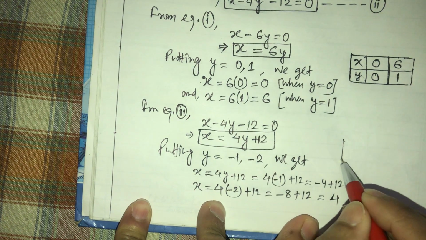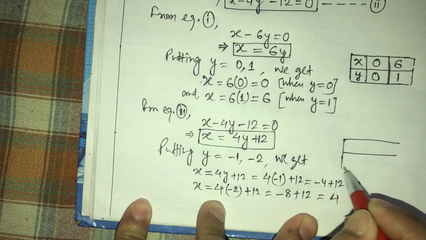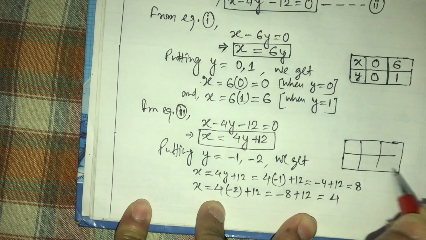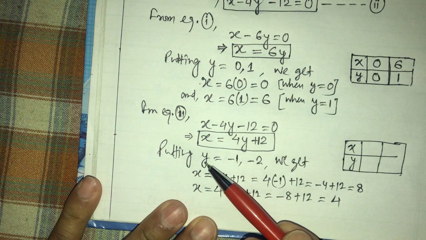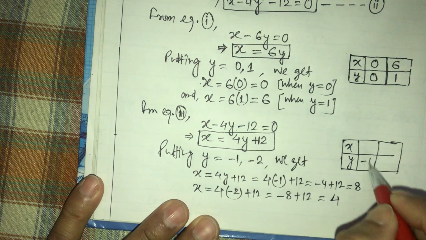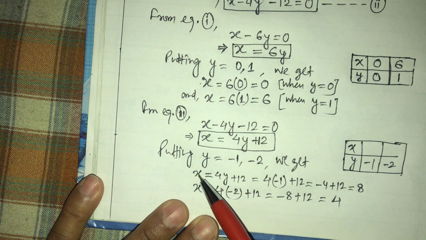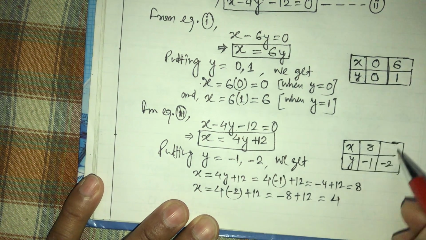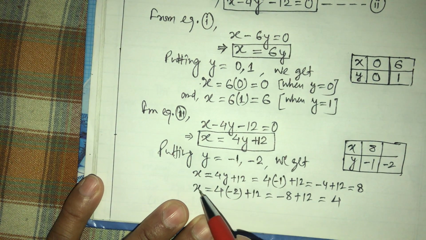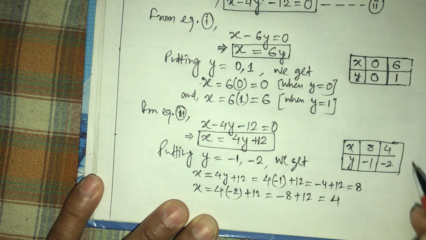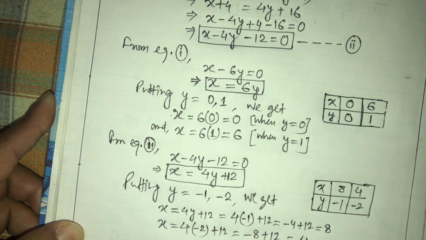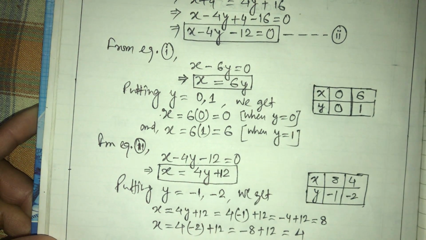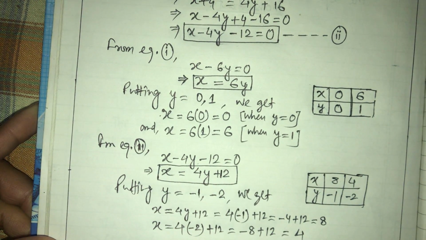Now let's make the table. x, y. The assumed values for y were -1 and -2. Accordingly we got x. When I took -1, I got x as 8. And on taking -2 for y, I got x as 4. So we got the table. This is how we make a table. So rule number 2 is over. Rule number 1 and rule number 2, both the rules are over.